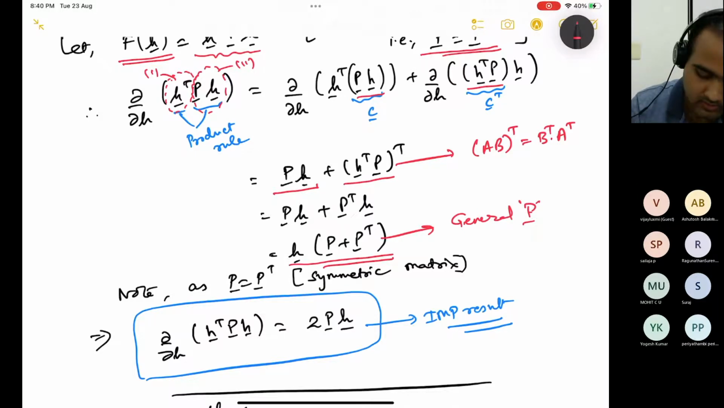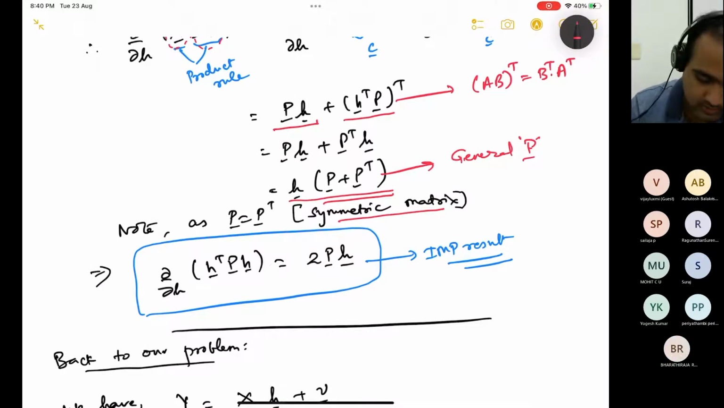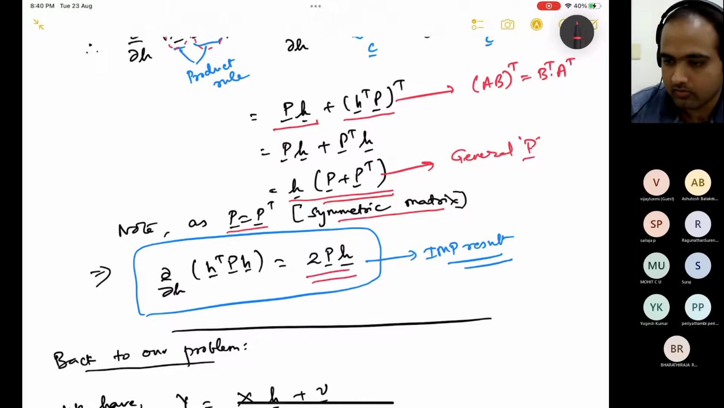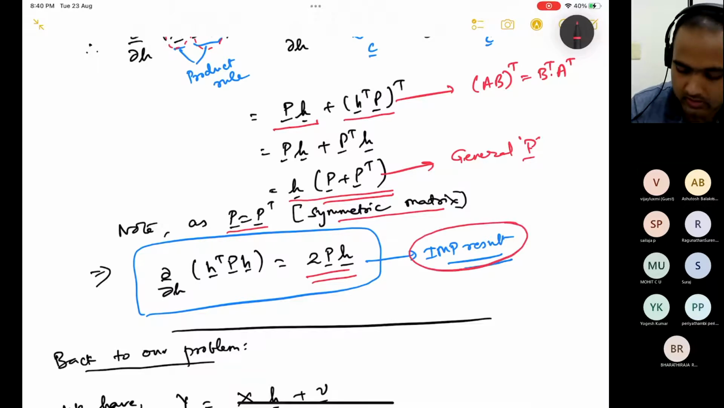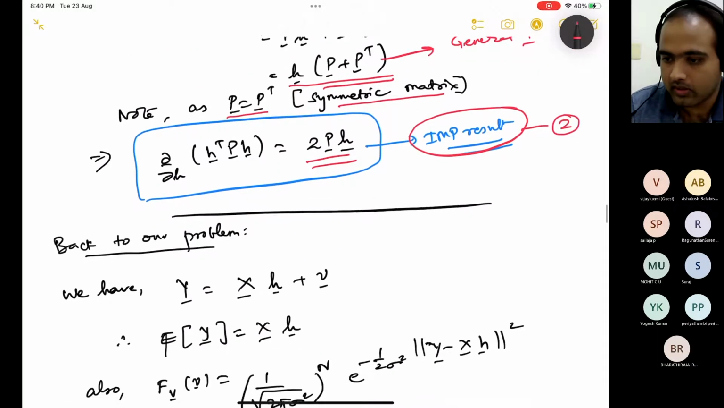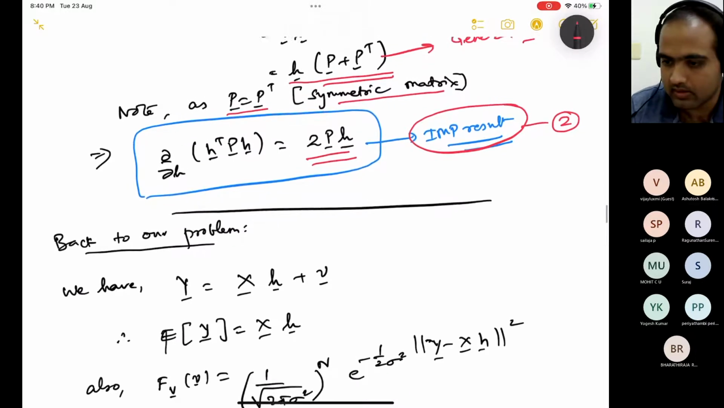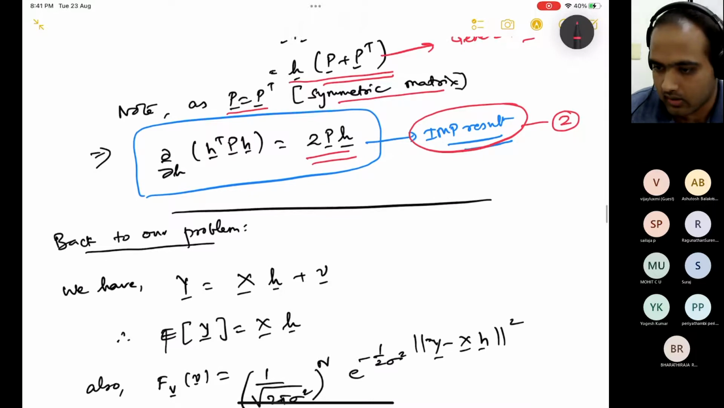If P is considered to be a symmetric matrix, that is, if P is equal to P transpose, in that case the derivative reduces to twice P into H. So this is a very important result, our second important result. We have obtained two important results so far: one is the linear derivative and the second is the quadratic derivative.